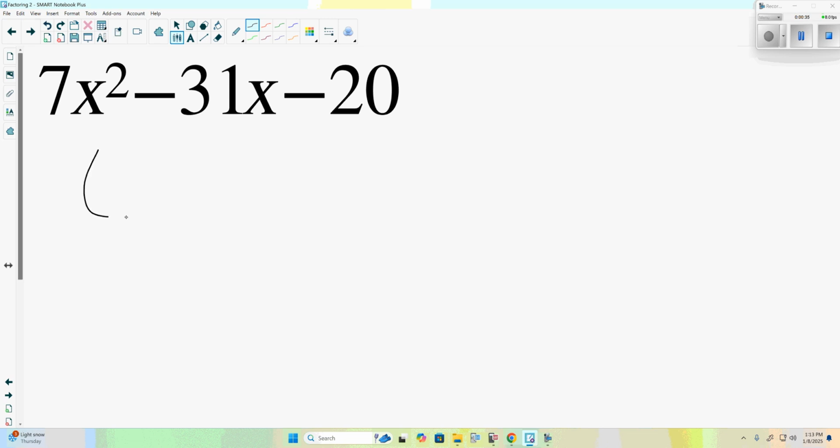So that means we'll move on to our second step, our two sets of parentheses with three spaces. From there, we move on to find the sign. If the third term is positive, the signs are the same and match the sign of the middle term. If the third term is negative, the signs are opposite. Here, the sign of the third term is negative, so our signs are opposite. One's going to be positive, one is going to be negative.